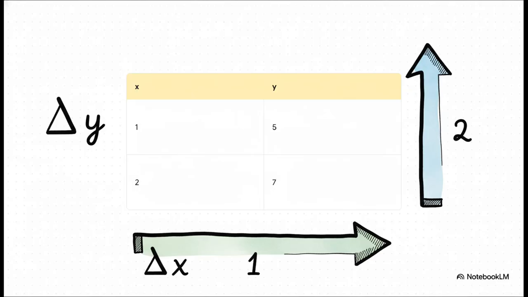Simple, right? Let's put this key to use. As x jumps from 1 to 2, that's a change of +1. And at the exact same time, y jumps from 5 to 7, that's a change of +2. Now that little triangle symbol you see, that's just the Greek letter delta. It's just math speak for "change in." So we take the change in y, which is 2, and we divide it by the change in x, which is 1. Our slope is 2.